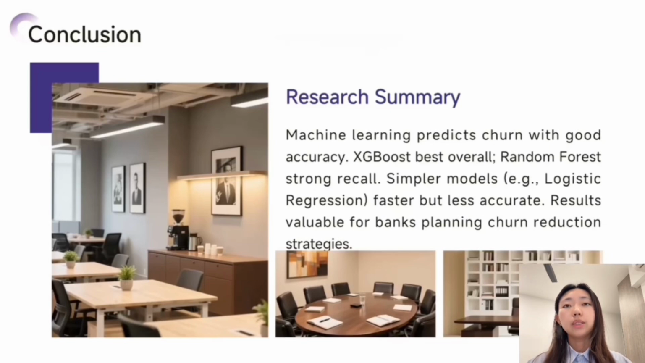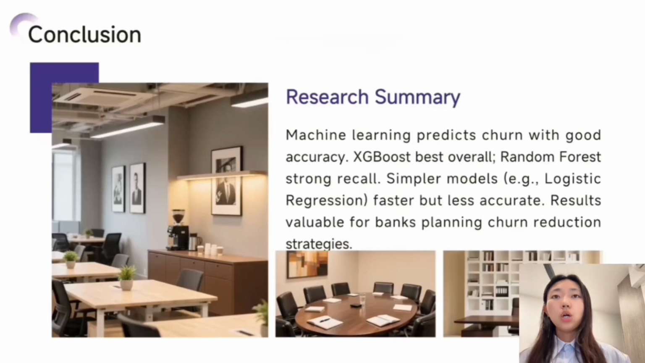Conclusion. In conclusion, machine learning can predict customer churn with good accuracy. In this study, XGBoost was the best model. It gave the highest accuracy and worked well with different types of data. Random forest also gave good results, though not as strong as XGBoost. Simple models like logistic regression were faster to train and easier to understand. However, they did not perform as well in terms of accuracy for this problem.